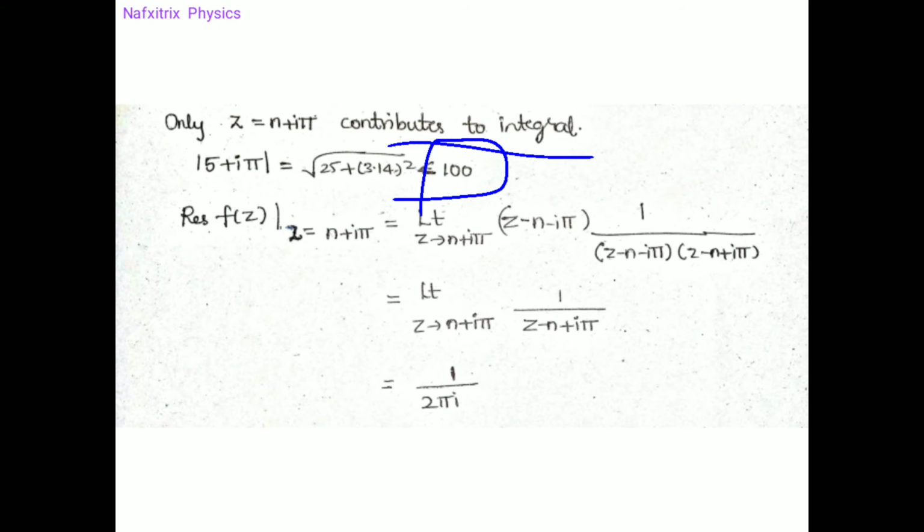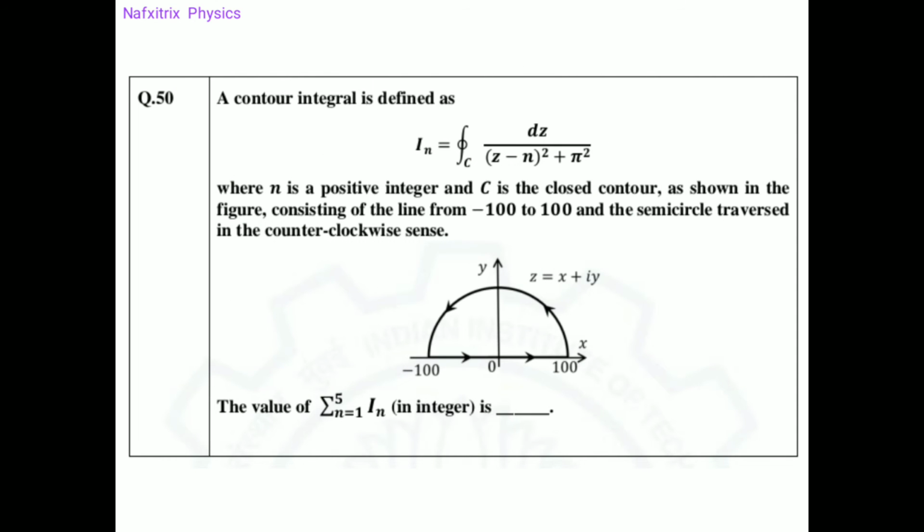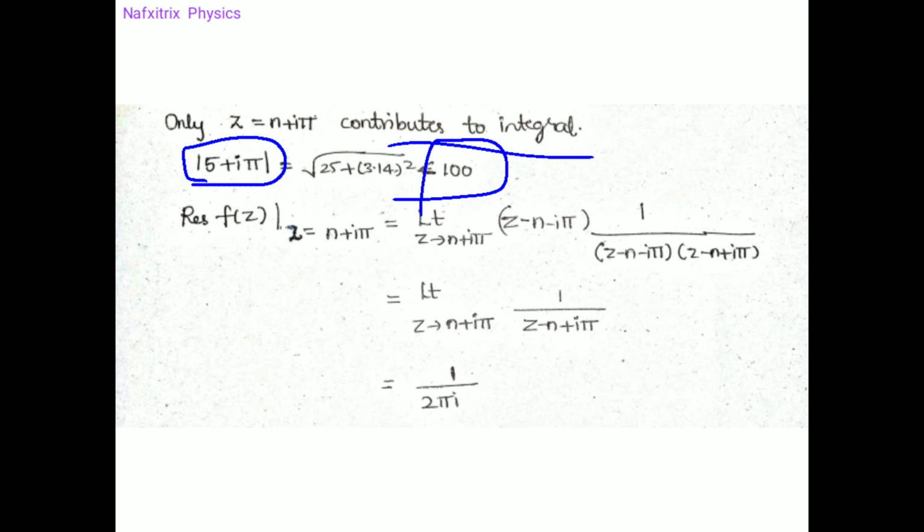So what are all the values we are given? From 1 to 5. Another important point we need to check is whether 5 plus i pi is less than 100 or not. If it were less than 100, then it would lie within this radius, inside this circle. The circle, if you see, is of radius 100. So 5 is the last value, the highest possible value in the summation given.